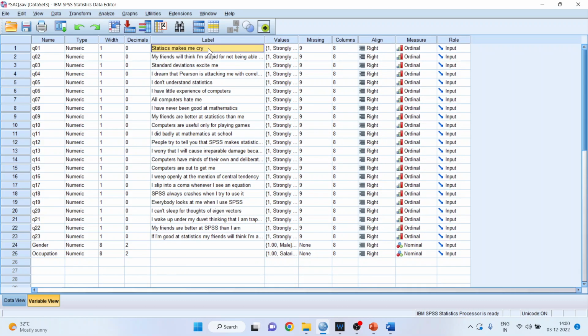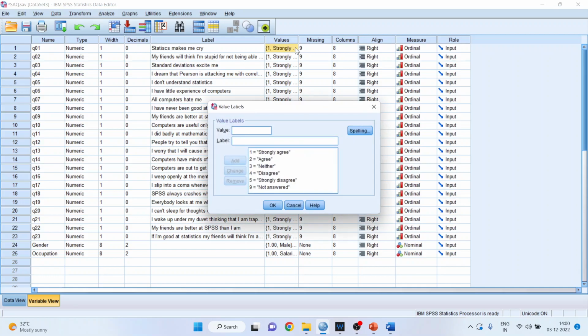Statistics makes me cry. And the responses have been taken on a 5-point Likert scale, where 1 is strongly agree, 2 is agree, 3 is neither, 4 is disagree, 5 is strongly disagree, 9 not answered.